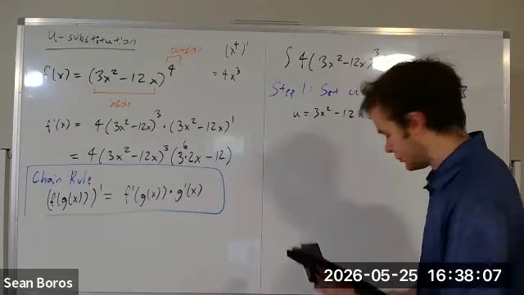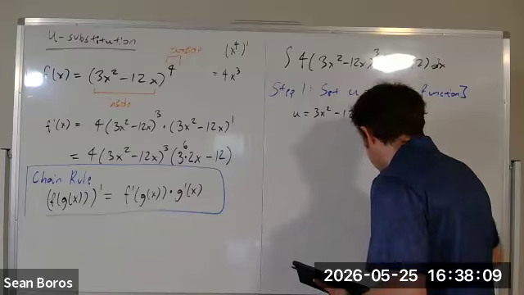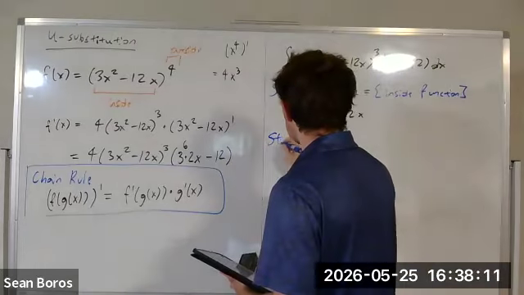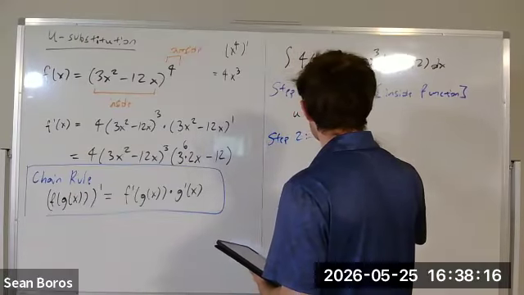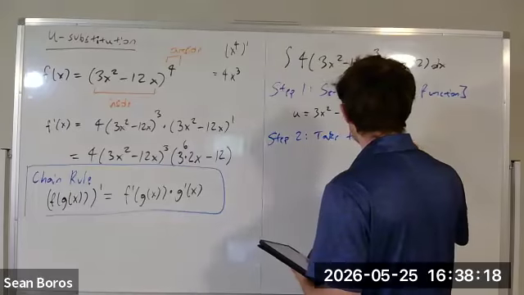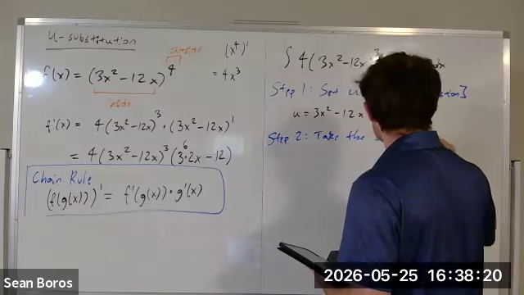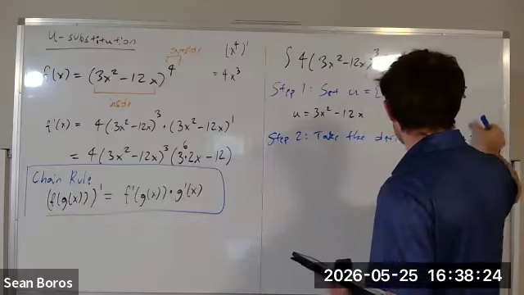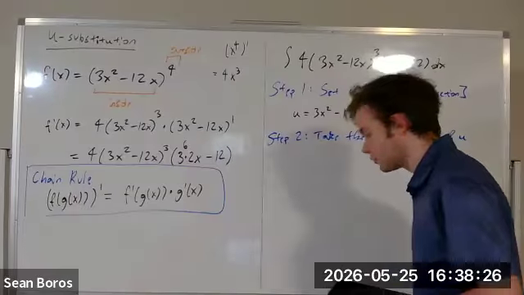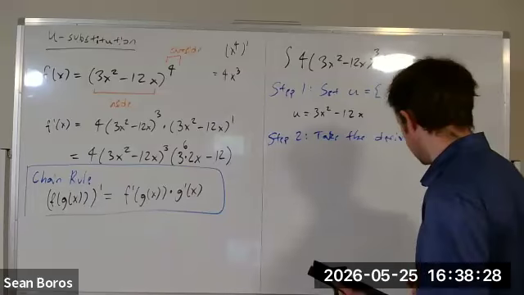And then our step 2 is to take the derivative of u. Okay, so our second step is to take the derivative of this u.